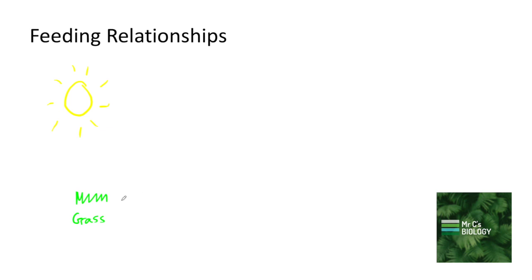Now, to symbolise the energy being passed on, we use an arrow. The arrow always points in the way that the energy is going. So grass is eaten by something, and so the energy flows away from the grass because it's being eaten by something else. In this case, let's say it's eaten by a rabbit.